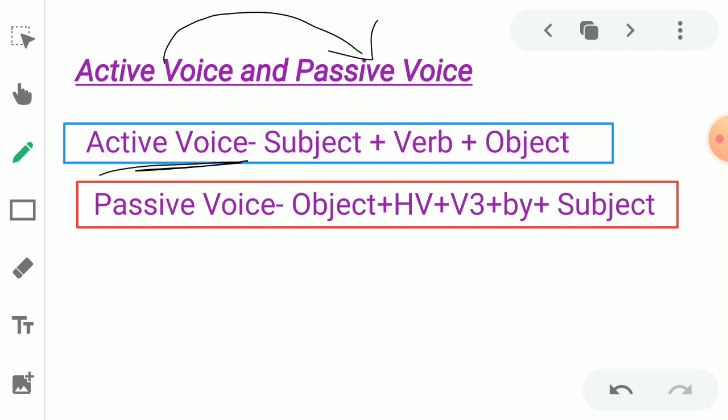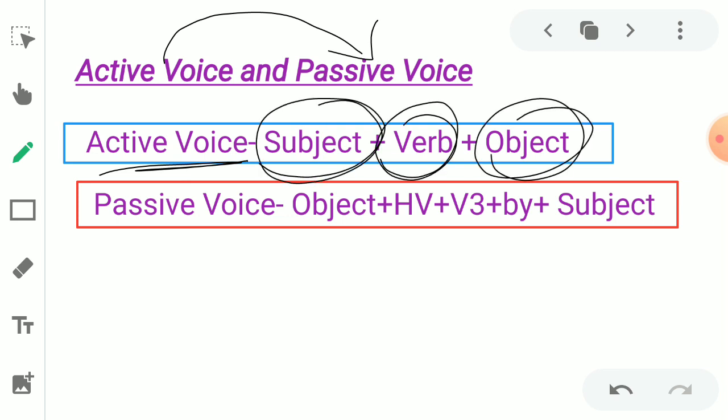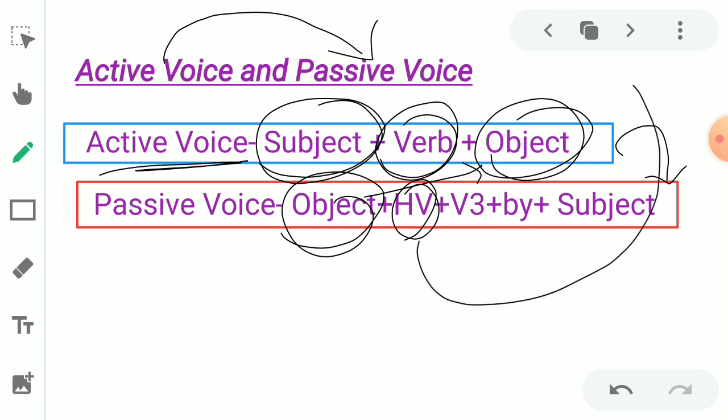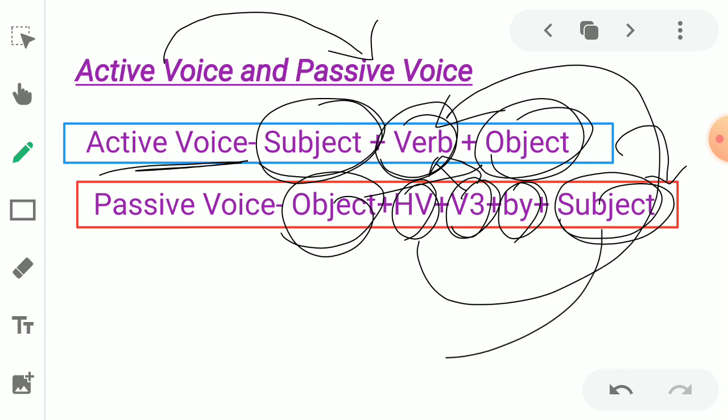Active voice contains subject, verb, object. Then when we come to passive voice, we have the object of active, then the helping verb, which is based on the verb, along with V3 form of main verb plus by, then the subject of active voice. So this is the way we have to change active to passive.